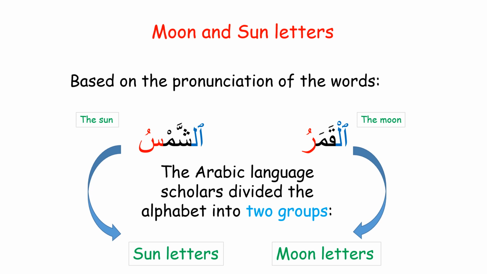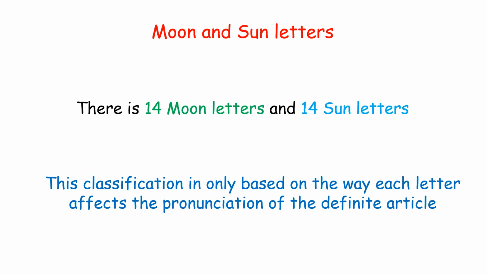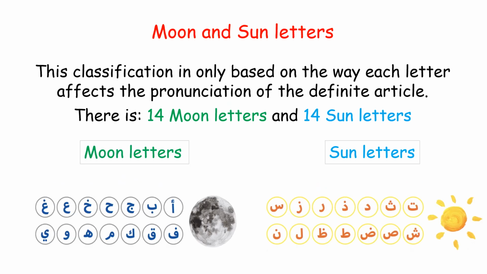These 28 letters are equally divided into 2 groups, which means that we have 14 moon letters and 14 sun letters. Please bear in mind that this classification is only based on the way each letter affects the pronunciation of the definite article. So here we have what we call moon and sun letters. There is 14 letters on each side.